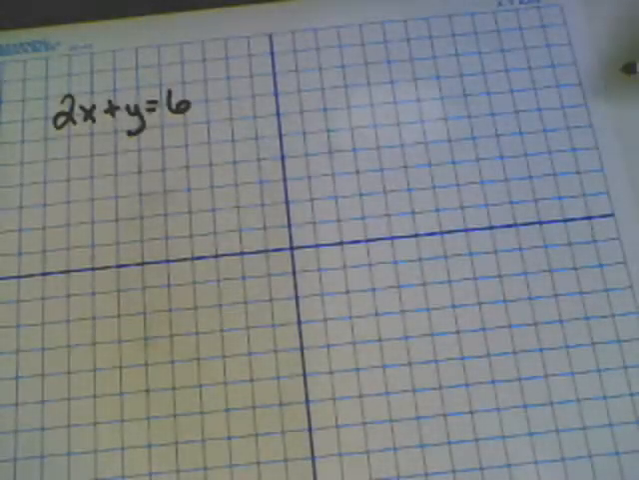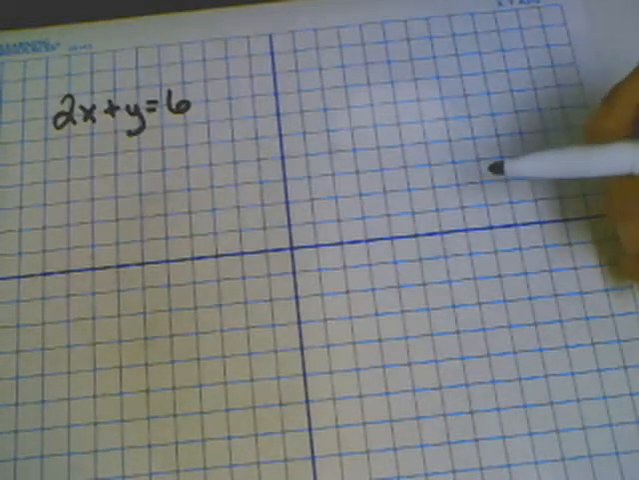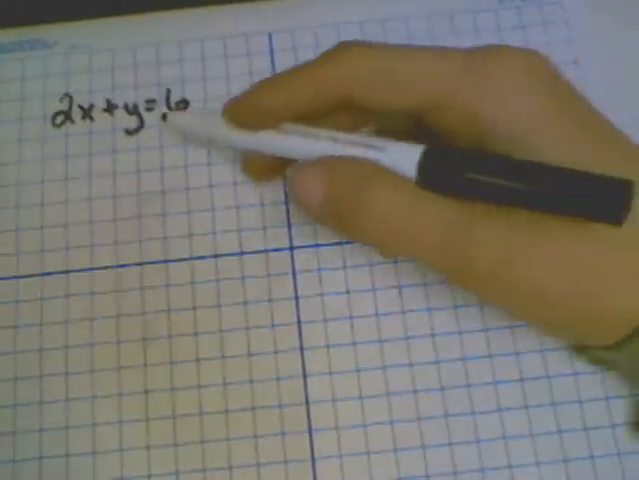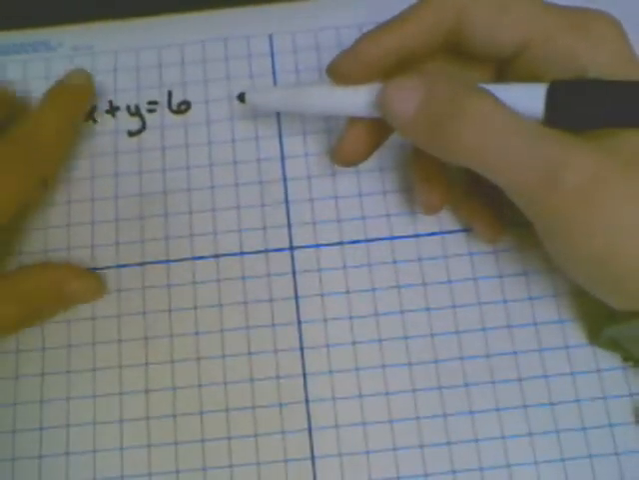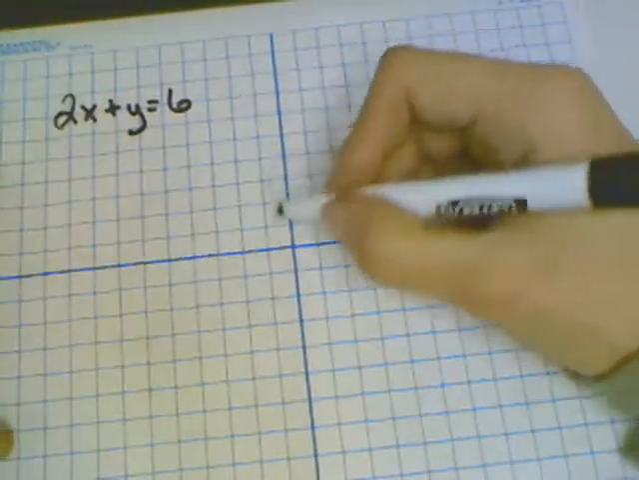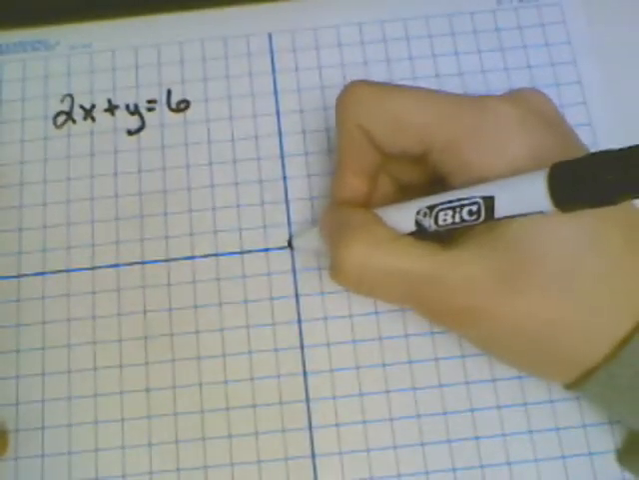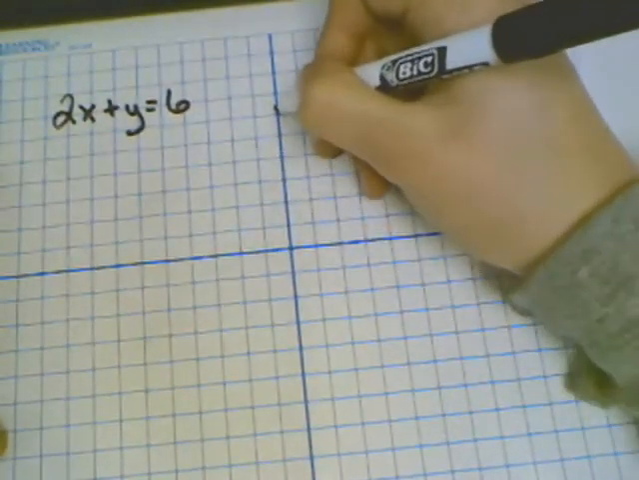To graph the equation 2x plus y equals 6, I'm going to plug 0 in for x and 0 in for y and find their intercepts. If I plug 0 in for x, y must be 6. So I'm going to plot the point (0, 6). 1, 2, 3, 4, 5, 6.